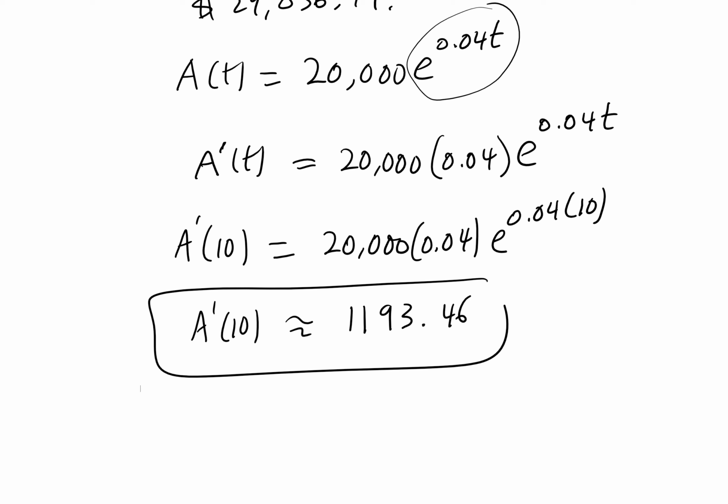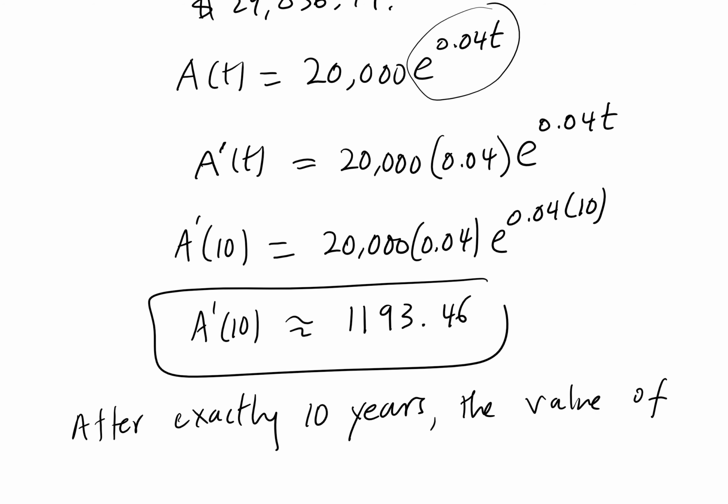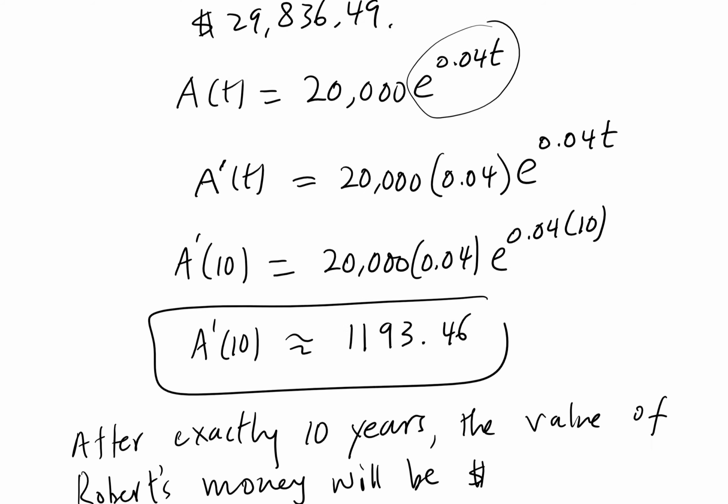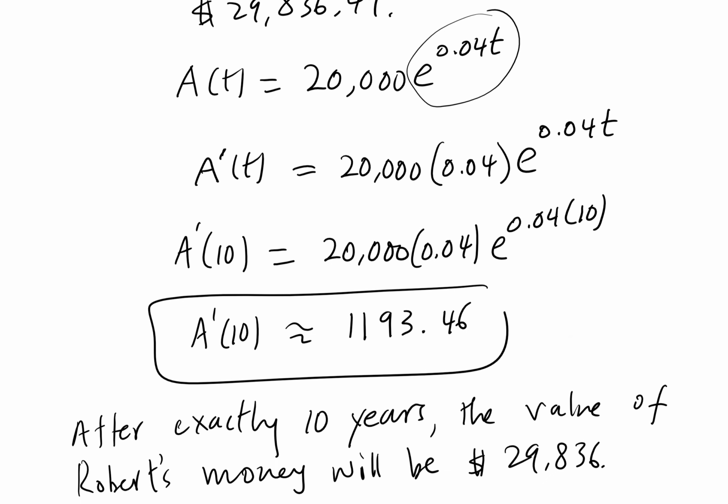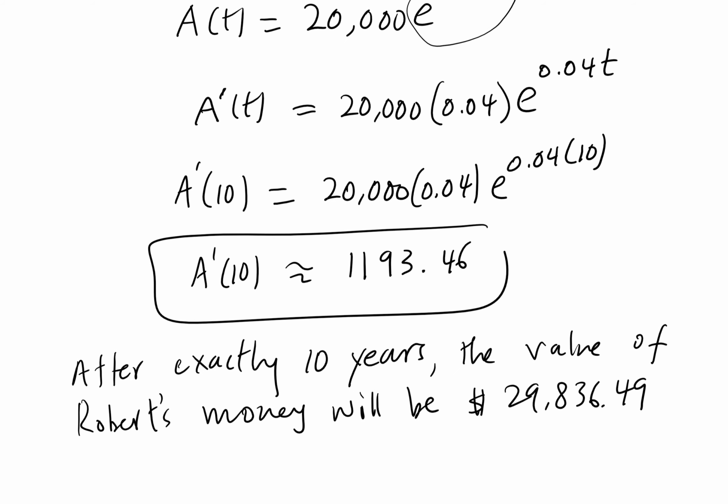Okay, now what does that mean? What's the meaning of this? To interpret this, this is saying after exactly 10 years, as you notice in the previous part of this problem, the value of Robert's money will be what? What was the amount? 29,836.49, right?